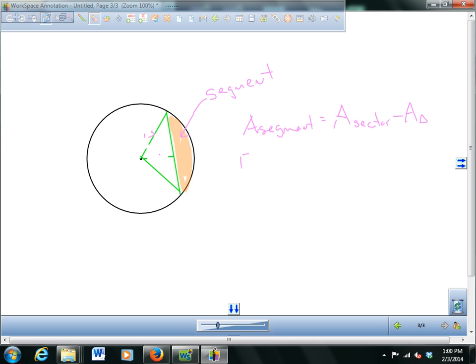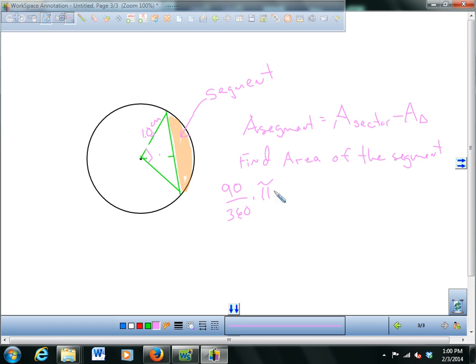Let's say that this is a 90-degree angle right there, okay? And all you know is that this is 10 centimeters. They say find the area of the segment. John, can you tell me how to do that? Which segment? This piece right here. Was it the same thing we just did for the other one? No, not exactly. How would I find the area of this sector? What's the area of the sector? 90 over 360 times pi times 10 squared.